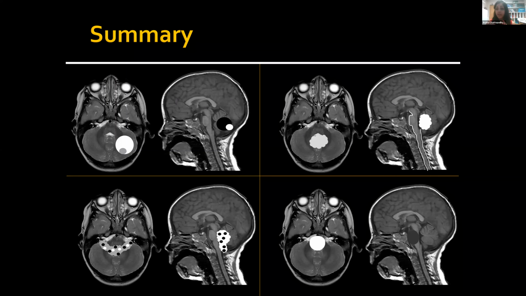And the last big group of posterior fossa paediatric tumours are the diffuse midline gliomas, that are H3 K27M mutant, and they occur in the ventral pons. They're very expansile and infiltrative, and they might be quite bland without diffusion restriction or enhancement.